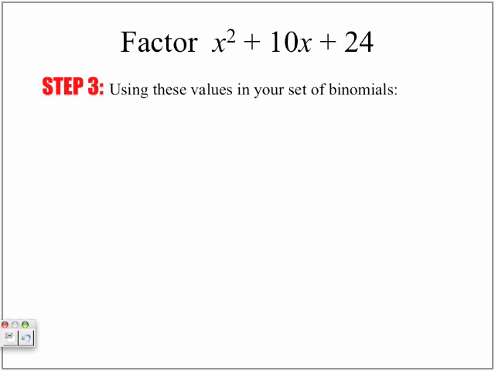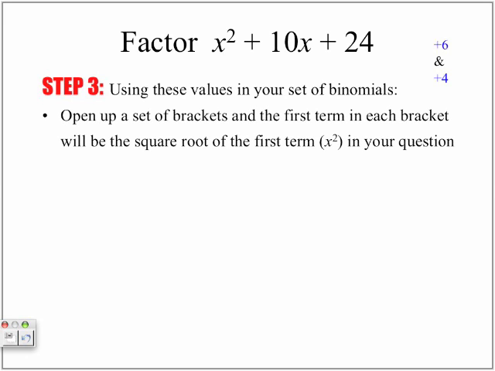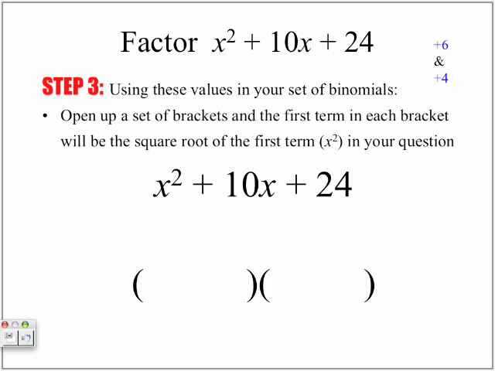So let's use these values in our set of binomials. There we have it, positive 6 and positive 10 here in the corner. Using that, open up a set of brackets, and the first term in each bracket will be the square root of the first terms in your question. So what does that mean? I know it sounds like a tongue twister. Here's our expression: x squared plus 10x plus 24. We've opened up our set of brackets.